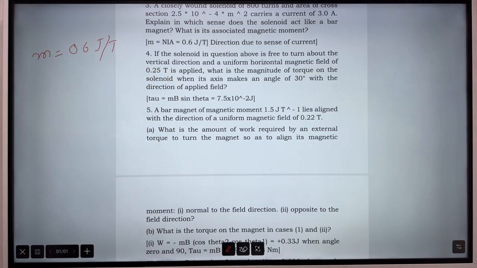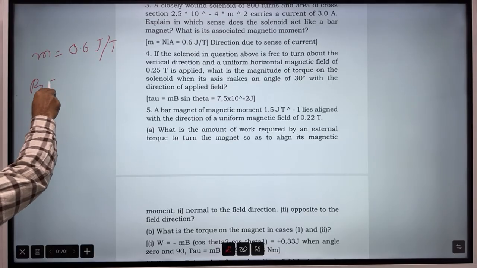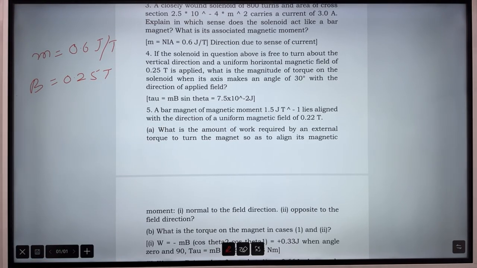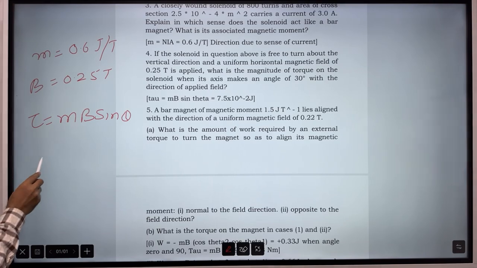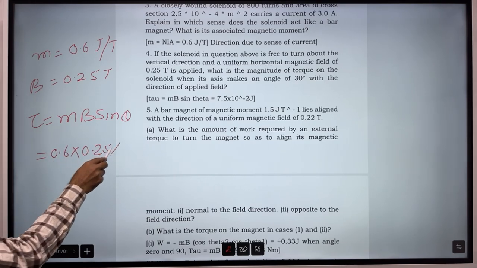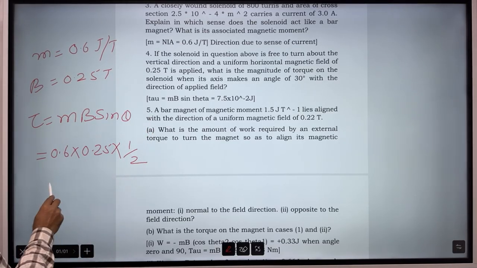Here, if the solenoid in question above is free to turn about the vertical direction and a uniform magnetic field exists, so the value of B is given as 0.25 Tesla, right? What is the magnitude of torque on the solenoid when its axis makes an angle of 30 degree with the direction of applied field? So very simple, torque can be found by MB sine theta, right? So we can put the values 0.6 into 0.25 into sine 30 degrees, and sine 30 is 1 by 2. We can evaluate it.